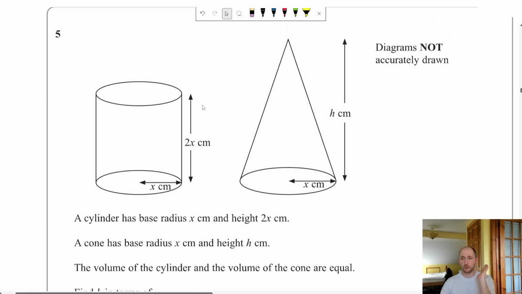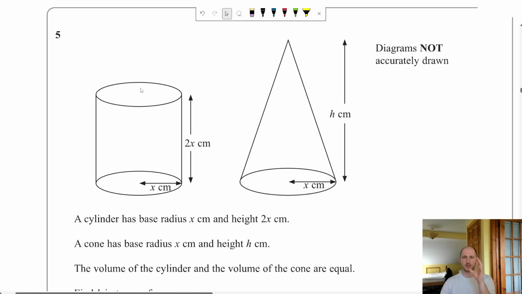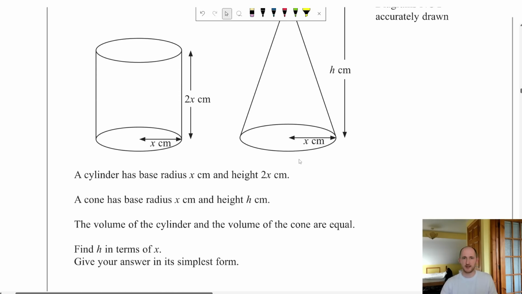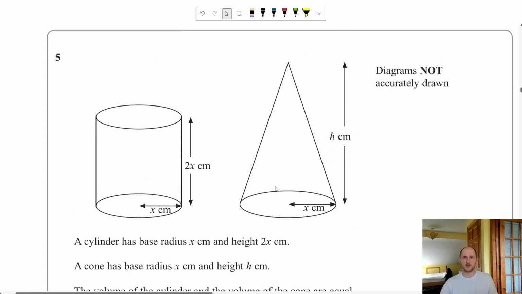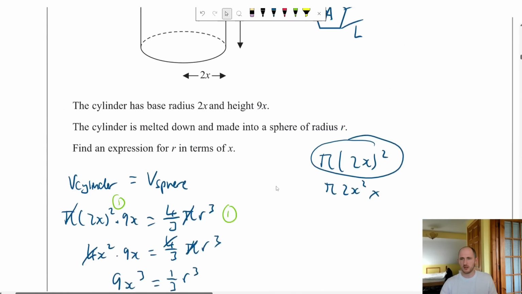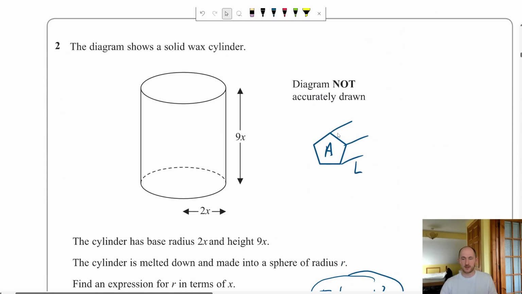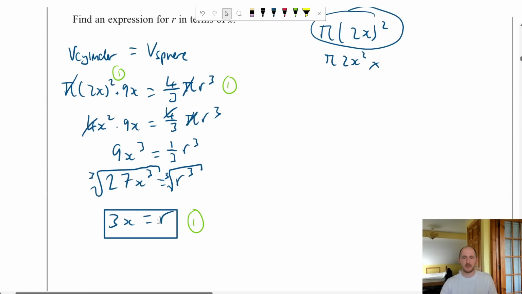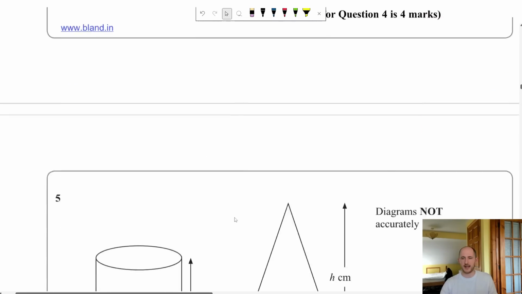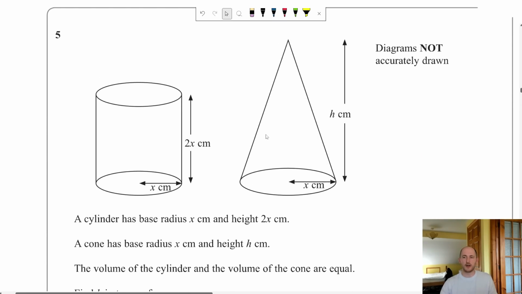This is extremely similar to the question with the cylinder and the sphere, but instead it's a cylinder and a cone that they've made the same. But again, you're going to get h in terms of x. So it's literally the same as question 2. Cylinder and a sphere, same process, rearranging for r. In this case, we're rearranging for h. That's it. Now, you are given the formula for the volume of a cone, and normally they even put it in the question.